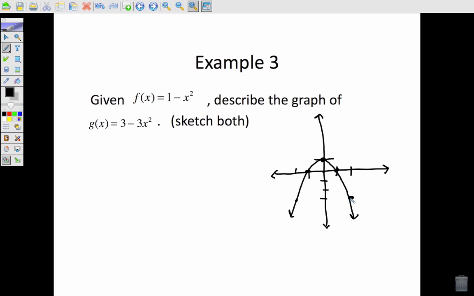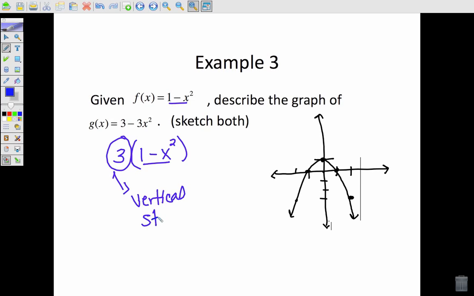Now let's see what the 3 does to the function. All right, well, if I take a 3 out, it's 1 minus x squared. 1 minus x squared is the original function, so what does the 3 do? The 3 is going to give us a vertical stretch because 3 is bigger than 1. It's going to make it more narrow. Give you an example here. If I put in 0 here, I'm going to get 3 minus 0, which is 3. So we've got up 1.